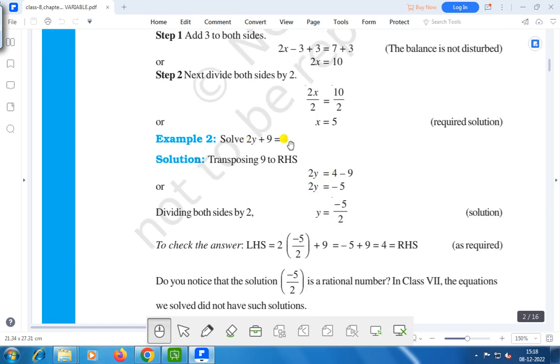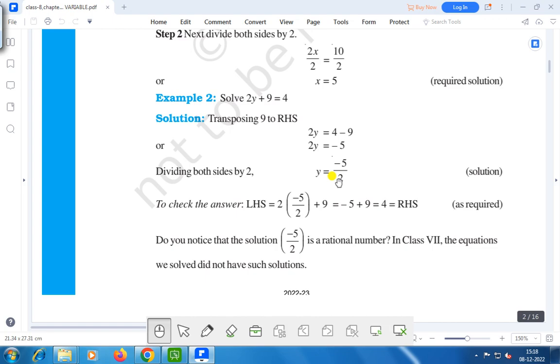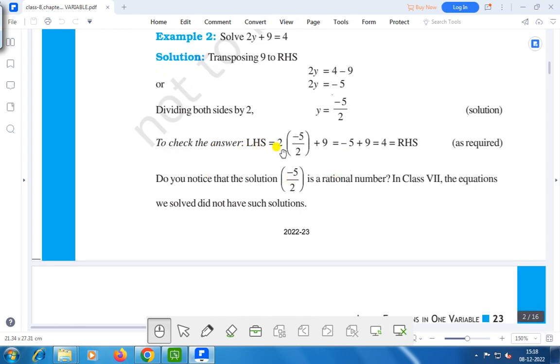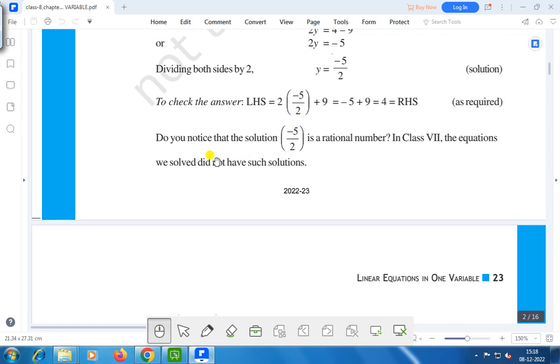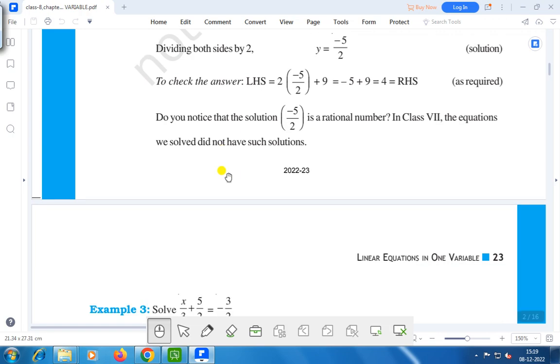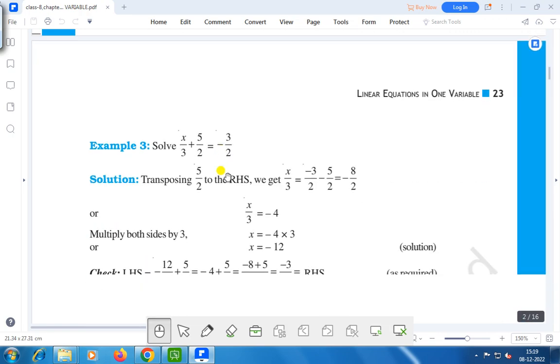Solve 2y plus 9 is equal to 4. Transposing 9 to right hand side, 2y is equal to 4 minus 9. 2y is equal to minus 5. Or y equal to minus 5 by 2. To check the answer, left hand side 2 into minus 5 by 2 plus 9, that is minus 5 plus 9, equal to 4, the right hand side. Do you notice that the solution minus 5 by 2 is a rational number? In class 7, the equations we solved did not have such solutions.